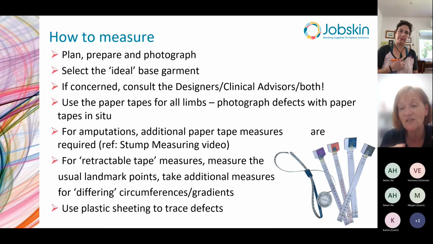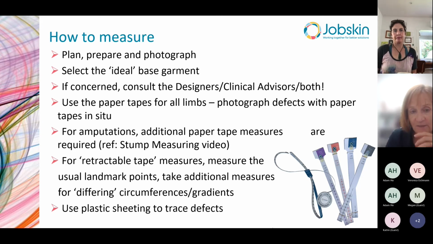We still took paper tape measures, we still took tape measures around the torso, and one of the beauties, I have to say, of the Jobskin measuring system is that the paper takes all the length measures for you. And torso measures generally don't require a huge number of length measures, so it's quite an intuitive measuring system. So it does make the measuring a little bit less arduous, I suppose, or challenging, when you are taking some of these complex measures.